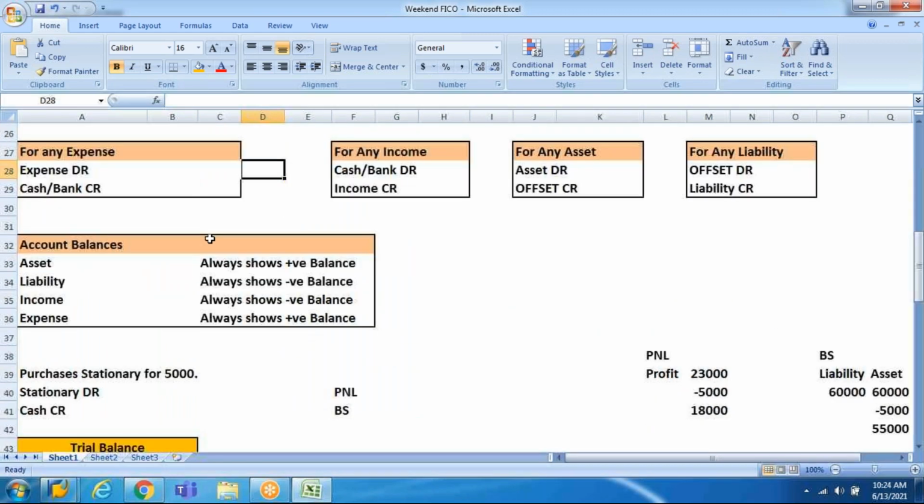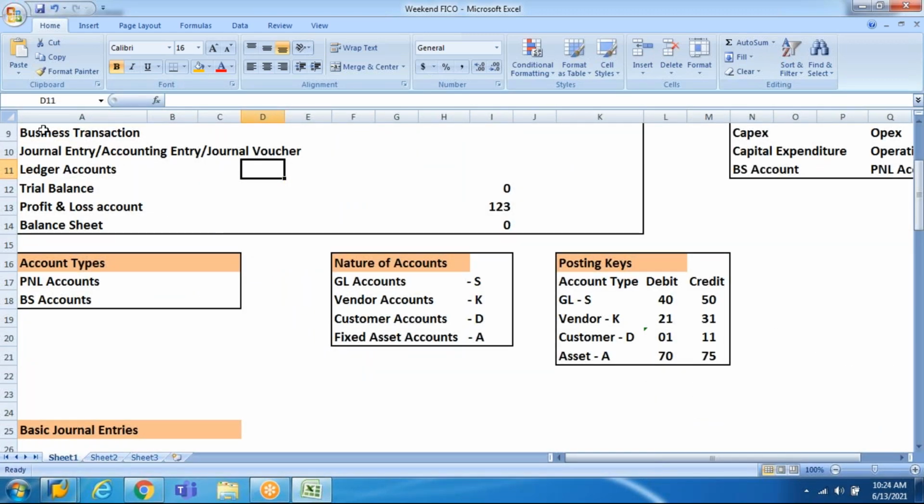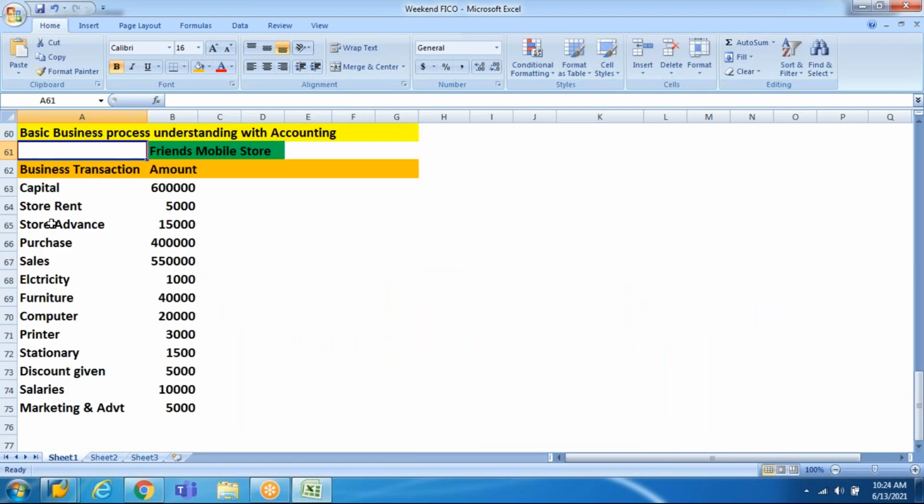Journal entry. Right. So look at this. After business transaction, we need to write journal entry. After journal entry, ledger account. After ledger account, trial balance. After trial balance, P&L account. After P&L account, balance sheet. Let us draft all these things manually now to find out the number for this. So journal entry is nothing but you have to debit something, you have to credit something. Correct? Now the assumption is all the transactions are cash.